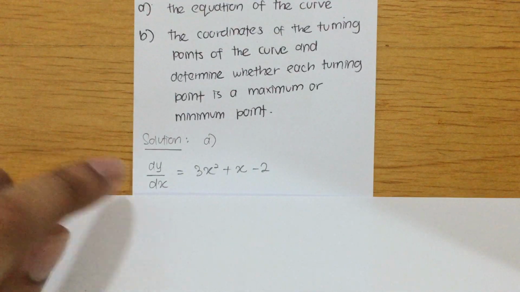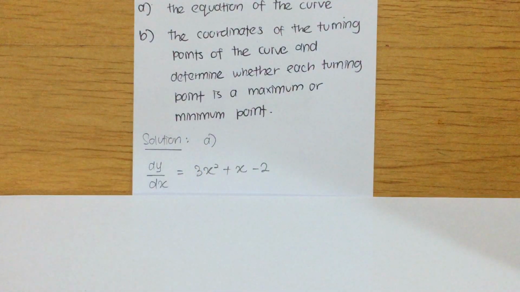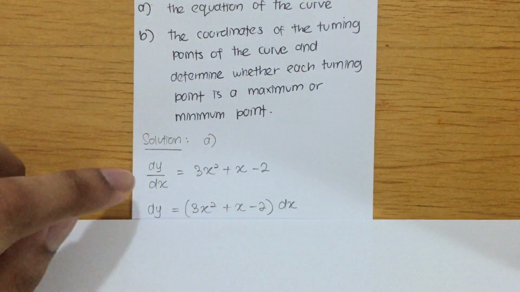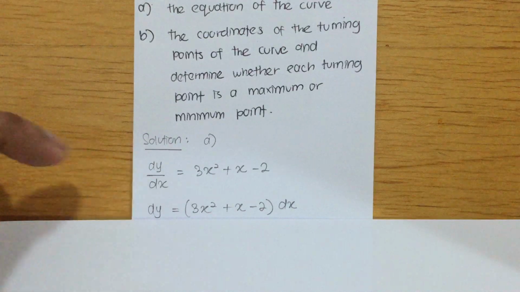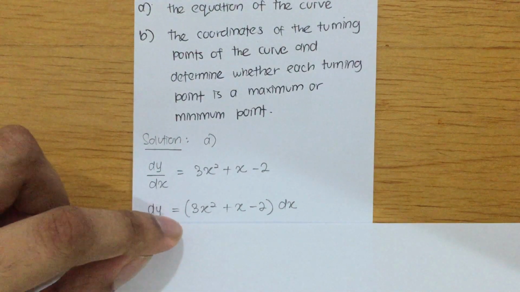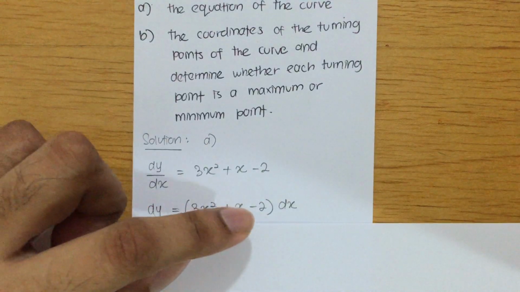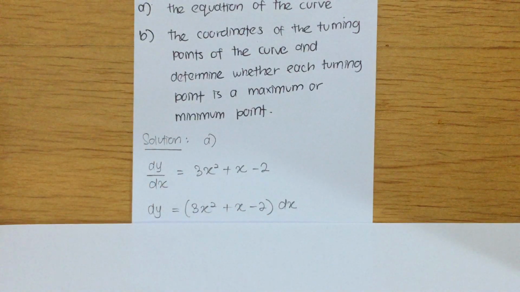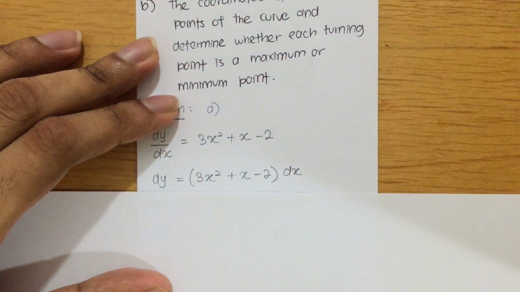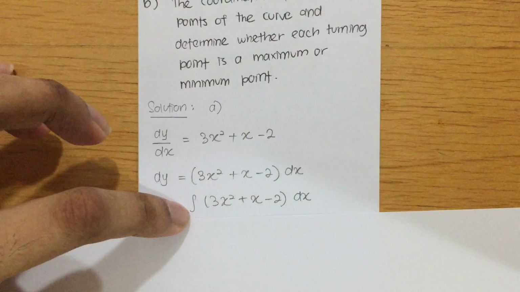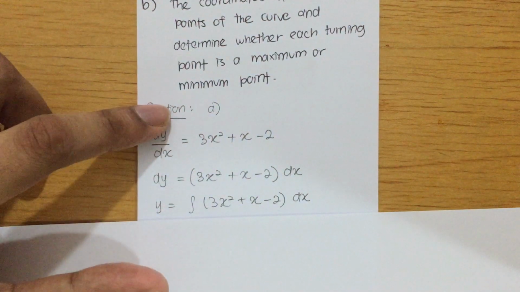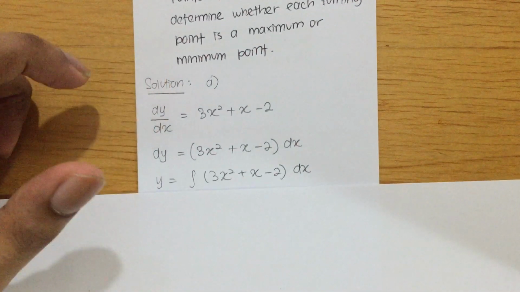Yes guys, you are correct. We need to integrate this value. So we bring the dx over here, or you can times the whole equation by dx, it is up to you. dy equals, in a bracket, 3x squared plus x minus 2 with respect to dx. So we're going to integrate y with respect to dx. So what we do is we integrate 3x squared plus x minus 2 with respect to dx. Let us proceed.